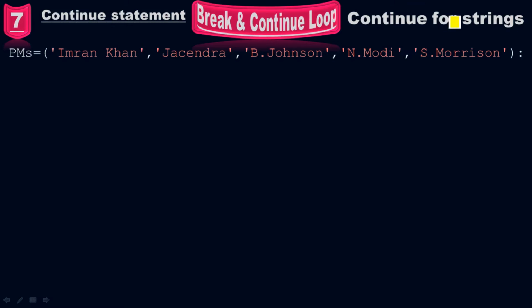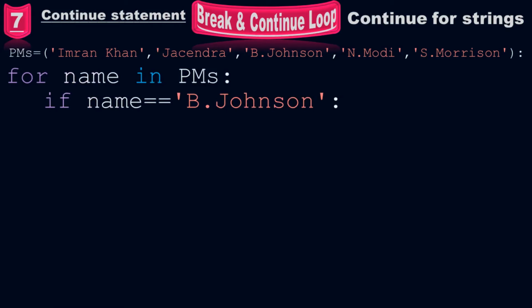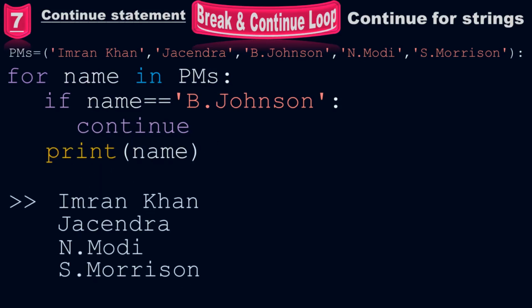We are doing the continue statement for the string. For name in PMs, if name equals Boris Johnson, then put a continue statement, and then take the print of name. When you run it, you will get this output. This will be the output here.